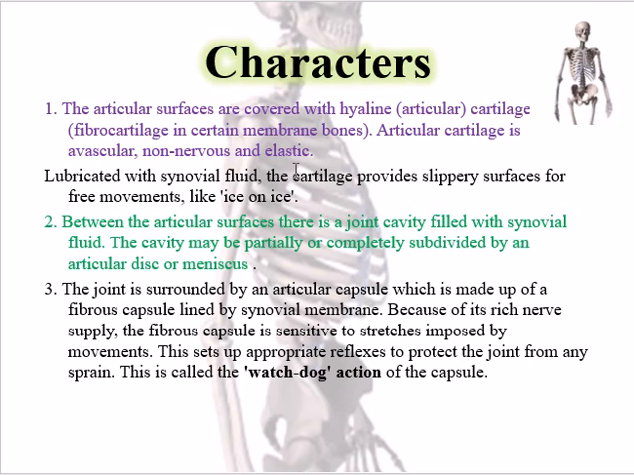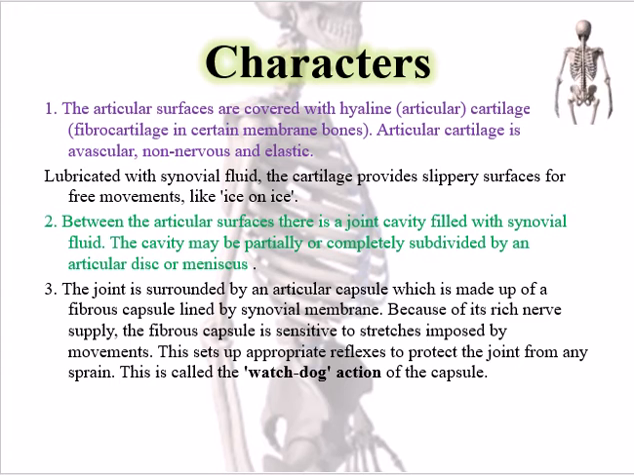What are the characters? Articular surfaces are covered with hyaline articular cartilage, or fibrocartilage in certain membrane bones. Articular cartilage is avascular, non-nervous and elastic. Lubricated with synovial fluid, the cartilage provides slippery surfaces for free movements, like ice on ice. Number 2. Between the articular surfaces there is a joint cavity filled with synovial fluid. The cavity may be partially or completely subdivided by an articular disc or meniscus.